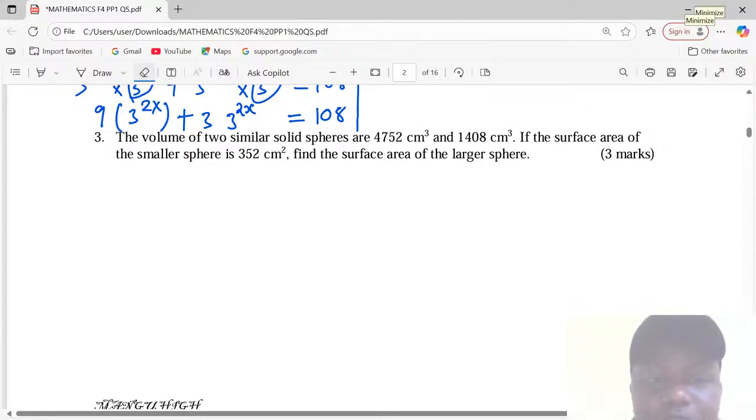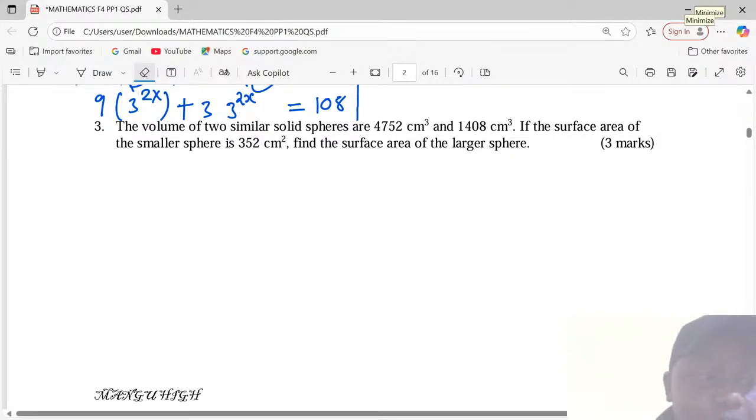The volumes of two similar solid spheres are 4752 cubic centimeters and 1408 cubic centimeters. The surface area of the smaller is 352 square centimeters. Find the surface area of the larger sphere.